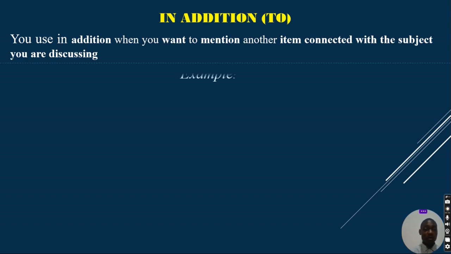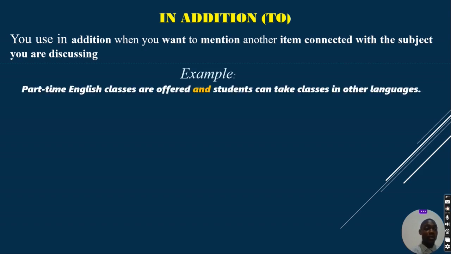Example: part-time English classes are offered and students can take classes in other languages. So what does it mean? It means that I'm using and, that word here, and, to connect two ideas. The first idea is part-time English classes are offered. The second, students can take classes in other languages.